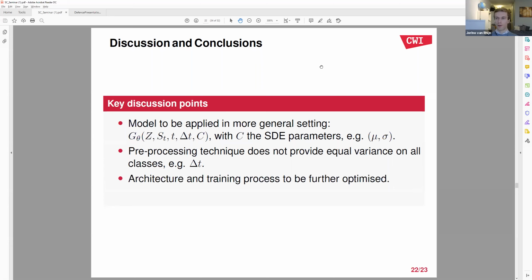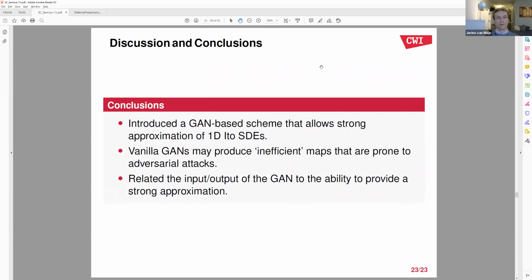And yeah, there's some further optimization of the training process. There are different algorithms, a lot of GAN flavors that may produce better, more robust and stable training. And we would need an extension to go to higher dimensions and non-Ito SDEs, things like fractional Brownian motion or more exotic things like that. But basically, in conclusion, there is this GAN scheme that allows strong approximation of Ito SDEs.